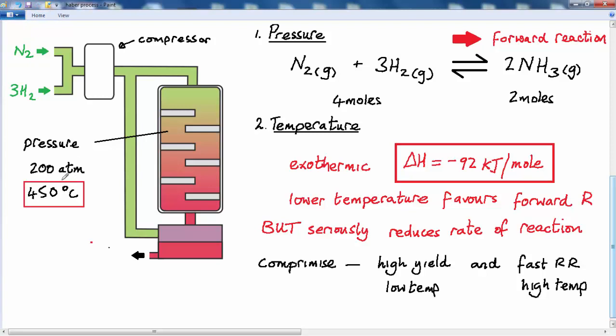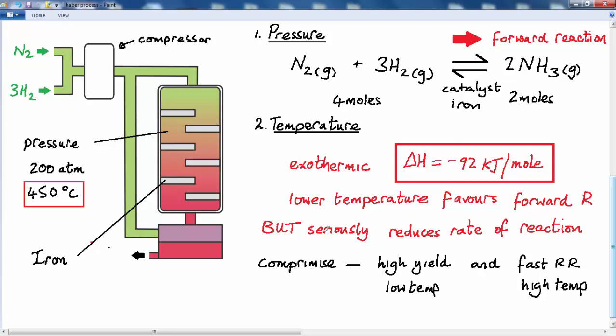So we want high pressure and a temperature of about 450 degrees Celsius, and to help speed up the reaction rate, we're also going to use a catalyst in this chamber, and the catalyst that's used is iron. So we have the catalyst in our equation, and you've got this series of iron beds here acting as a catalyst to help speed up this reaction.